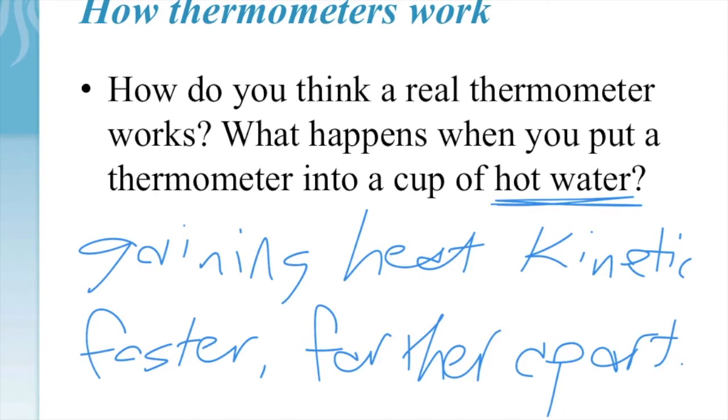What if you put them in hot water? Those particles inside the tube then get excited, get more kinetic energy, they need more space. The only place for them to go is up the tube, recording a higher temperature. And all thermometers will work that way if they're filled with liquid. So, that gives you an idea about that.